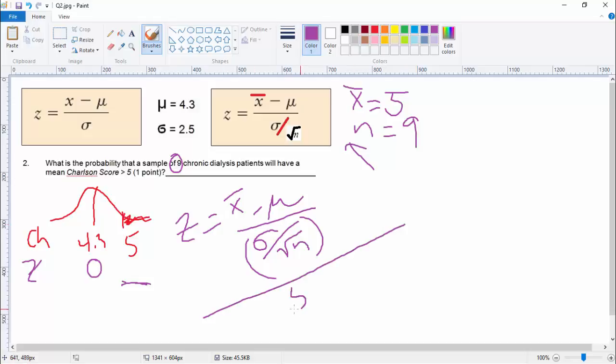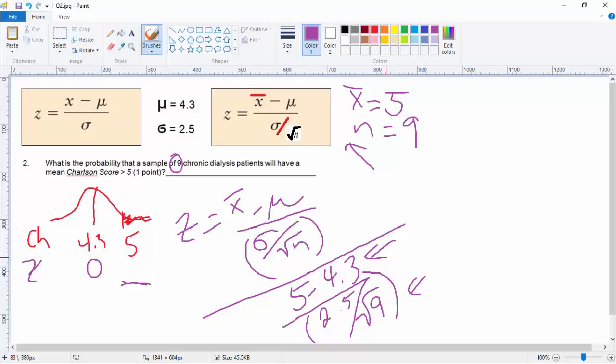So we have 5 minus 4.3 divided by, I'll do the parentheses so you don't get confused, 2.5 divided by the square root of 9. Okay, and you have to do this bottom part first, and then do this part first here, and then divide this by whatever you get down there.